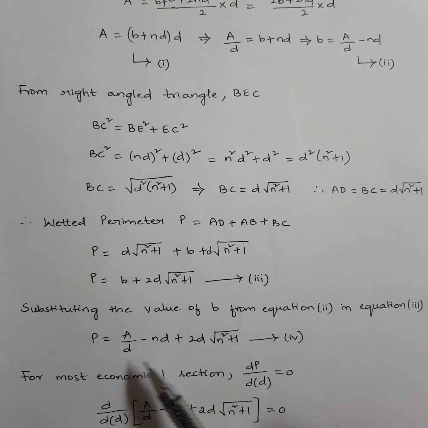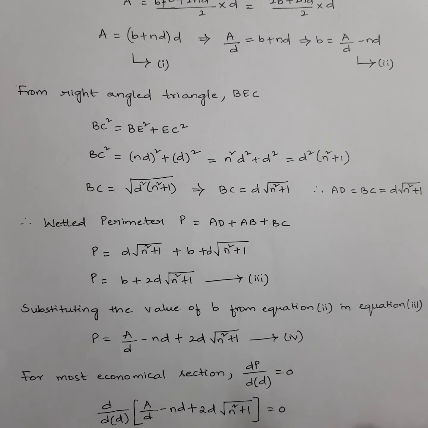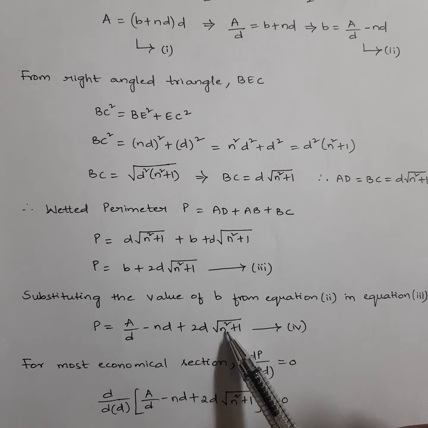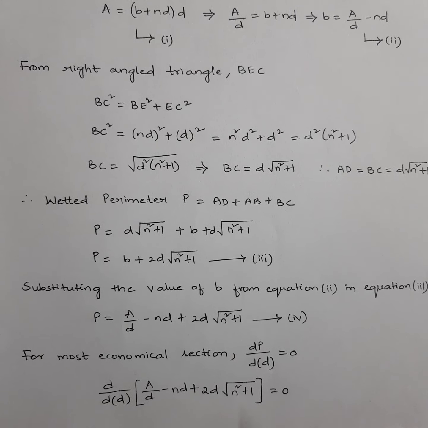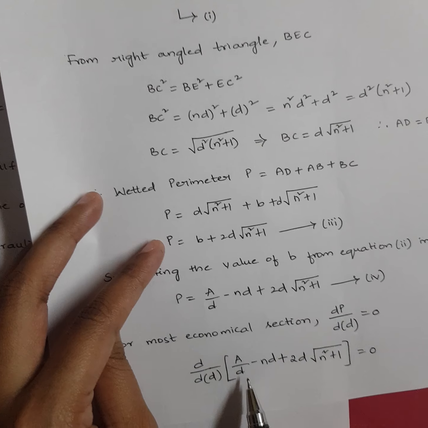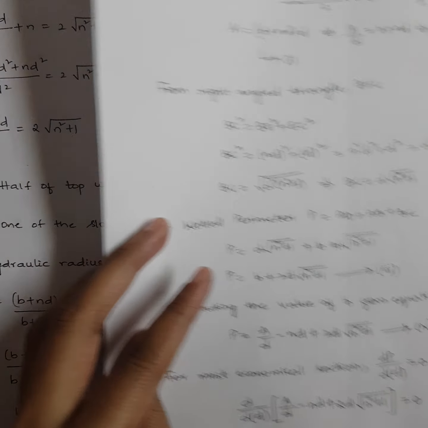Now you can differentiate this and equate it to 0. So d by dd of a by d minus nd plus 2d root n square plus 1 equals 0. So after differentiation, see here, the differentiation of a by d is minus a by d square.